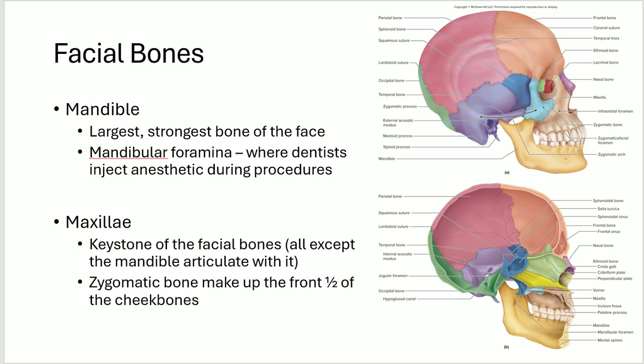All right, so facial bones. Here's the sella turcica in this image. I know we looked at the cadaver skull, but here it is in this diagram. So that little U-shape, little cup shape, that is the sella turcica. But anyways, facial bones. So we have the mandible and the maxilla.